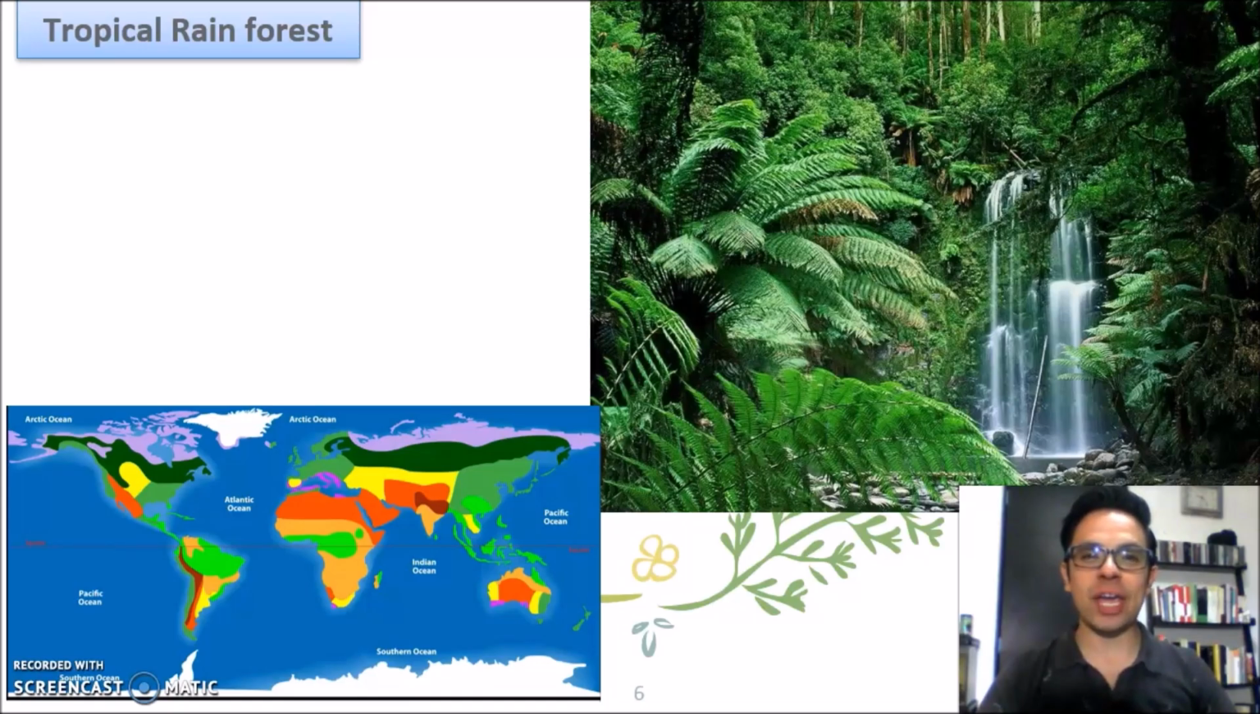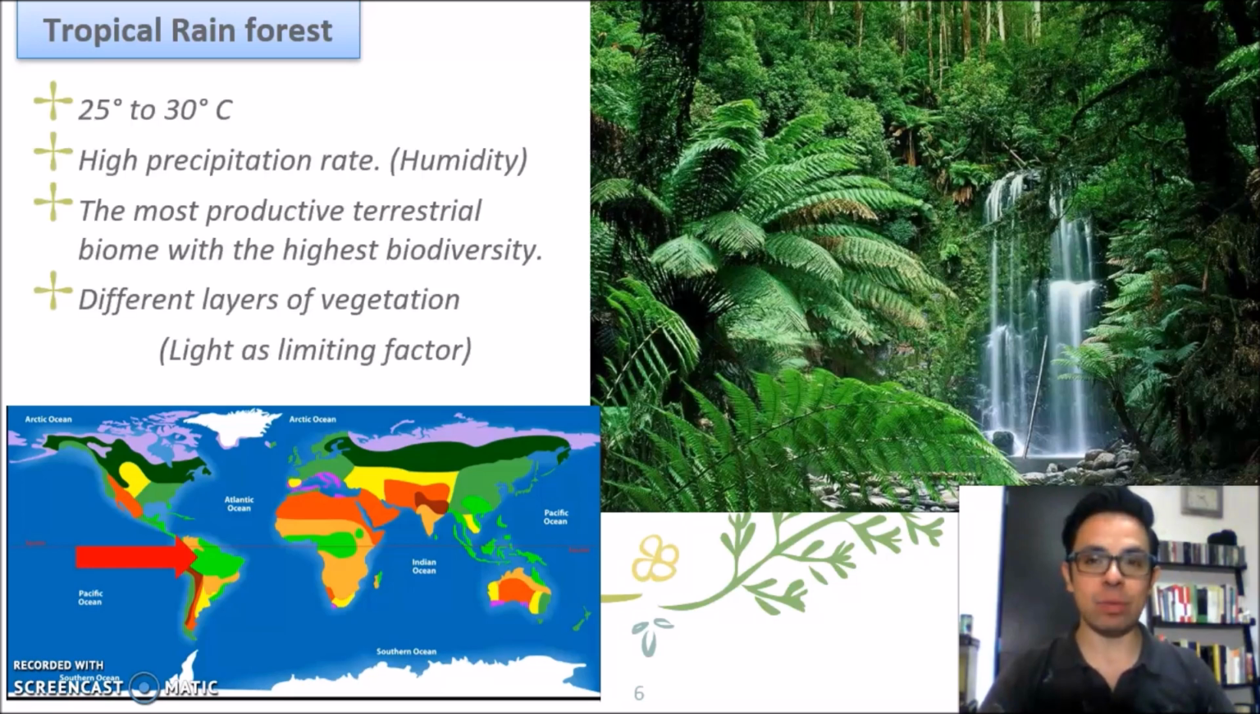Tropical rainforests are located below the equator and between the tropics. They're going to have very high temperatures with high precipitation, which produce very humid places. They are also considered the most productive biomes of all because of the amount of energy that they can store. And this energy will be stored by the process of photosynthesis.